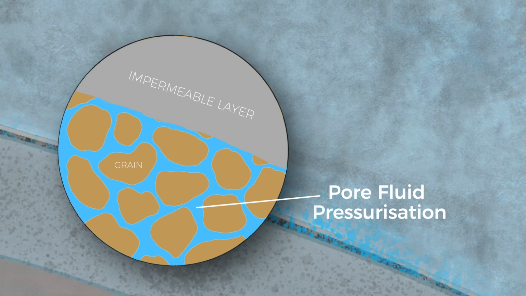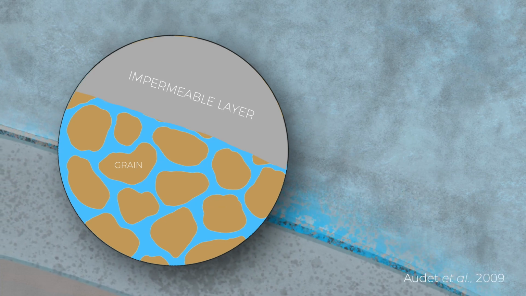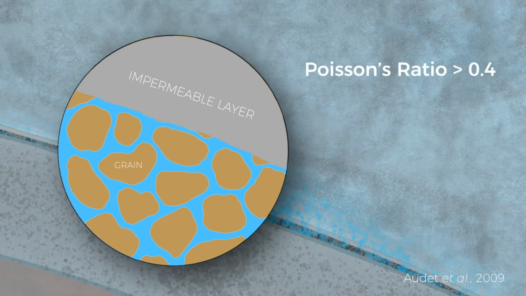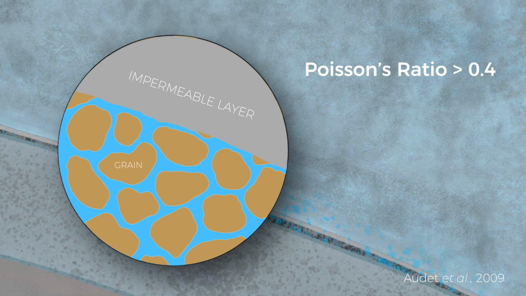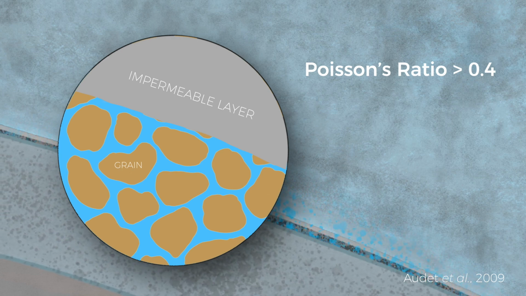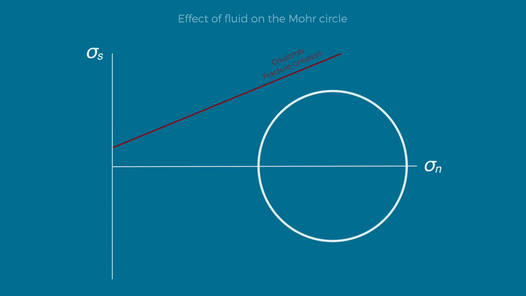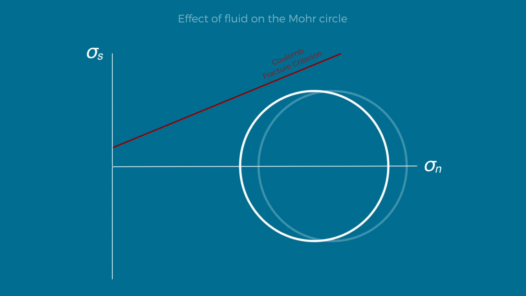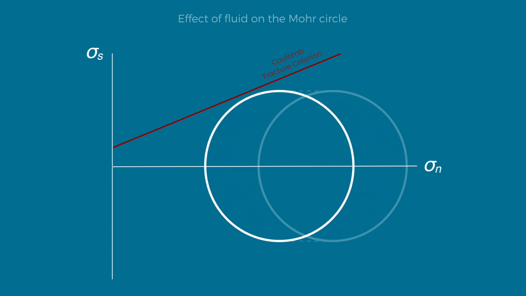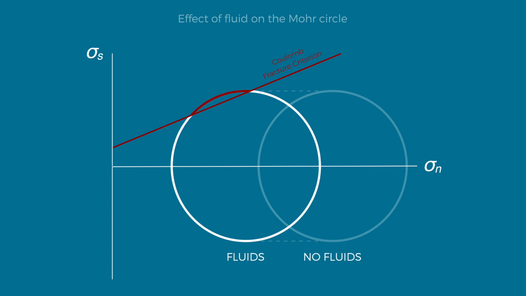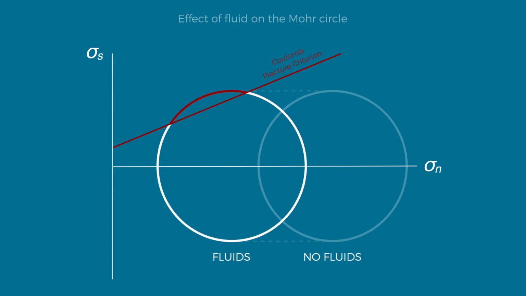O'Day et al. estimate a Poisson's ratio in excess of 0.4 at the plate interface, and this value indicates near lithostatic pore pressures. These high pressure conditions are known to lower effective normal stresses, shifting the Mohr circle to the left. This is significant as the Mohr circle is now much closer to the Coulomb fracture criterion and may even intersect it, resulting in failure and slip.